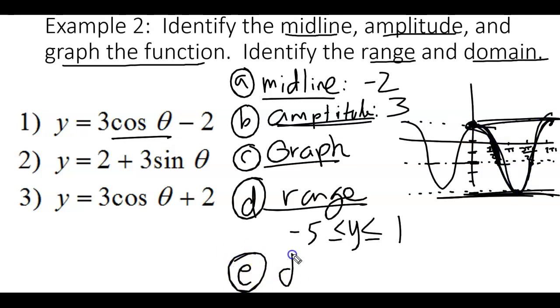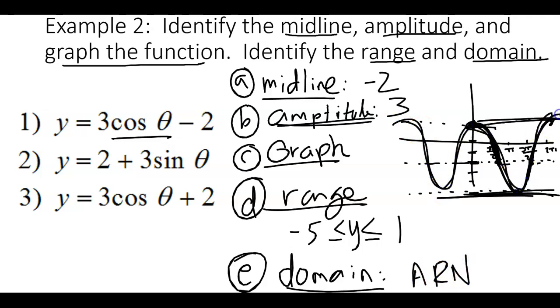E, what is the domain? The domain, as we mentioned, for sine and cosine is all real numbers. There is no limit on what x and y can be. It exists everywhere going to the right and everywhere going to the left. So there's no limit on the domain. And there's number 1. Let's go ahead and do number 2.